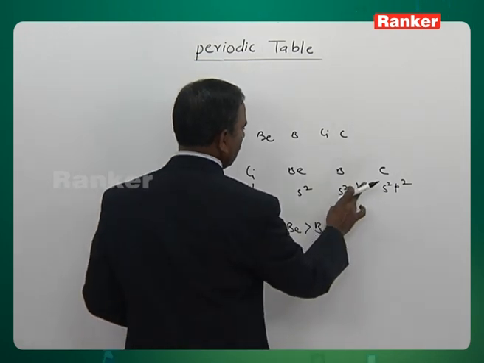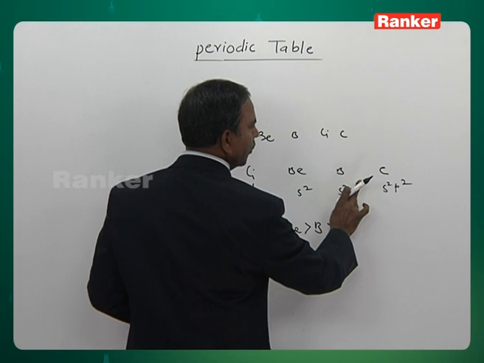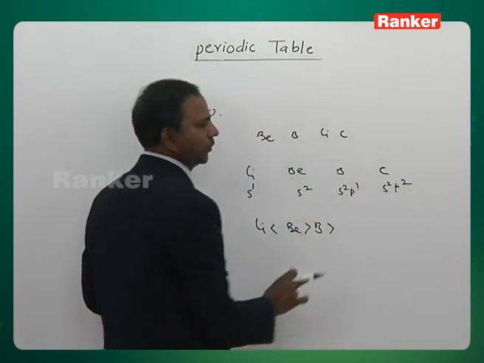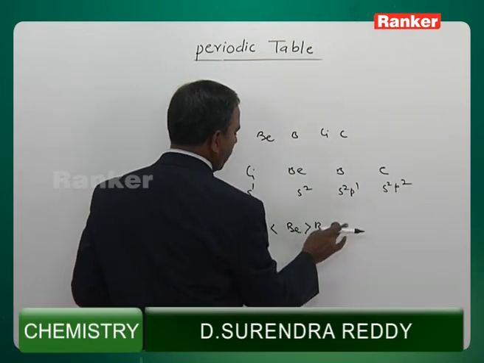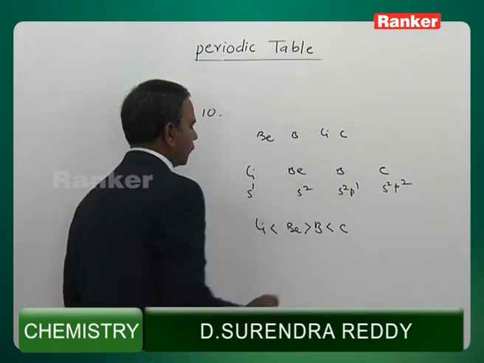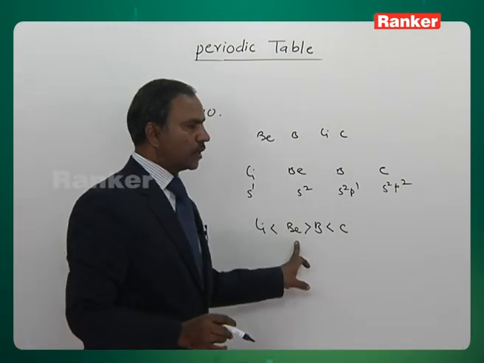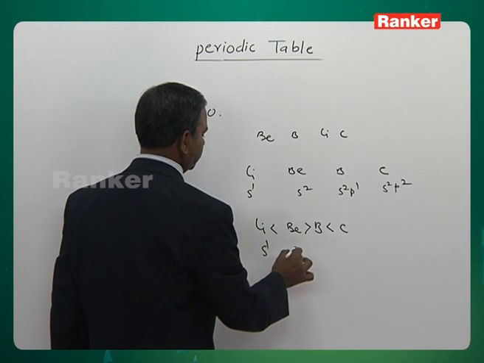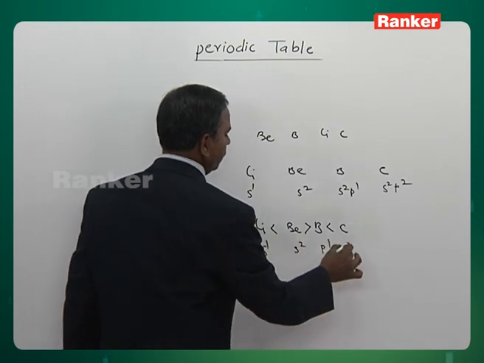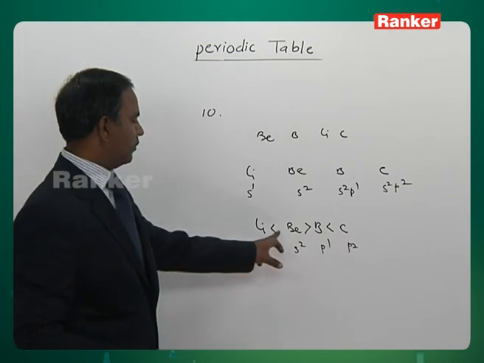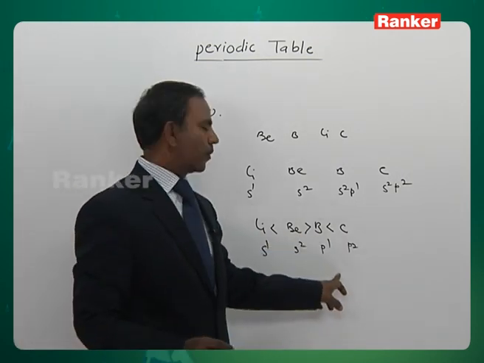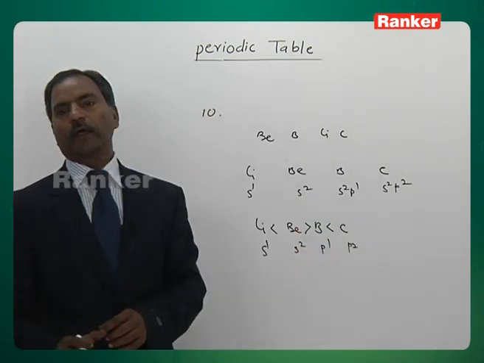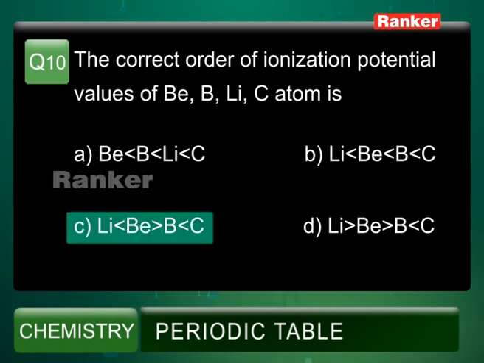In P1, I can easily remove the electron. Therefore, in comparison of boron and carbon, this is atomic number 5, atomic number 6. Left to right IP value is increasing. Therefore, boron is having less than carbon. So, S1 configuration, S2 configuration, P1 configuration and P2 configuration. Therefore, lithium is less than beryllium, beryllium is more than boron, boron is less than carbon. So, boron to carbon IP value is increasing because left to right IP value is increasing. Therefore, question number 10, answer is C.